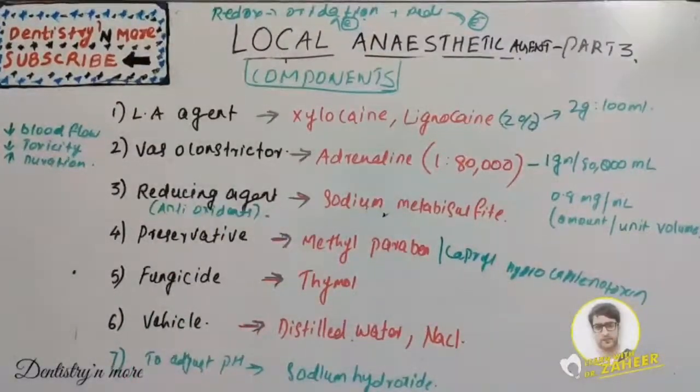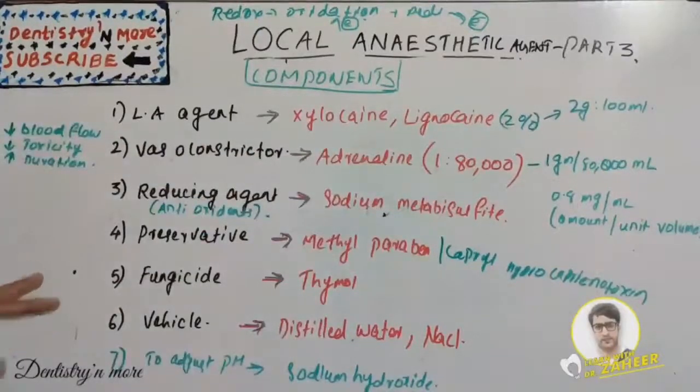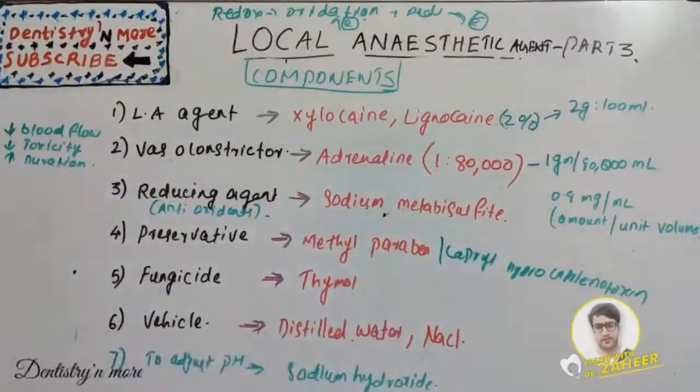So these are the components of local anesthetic agent. The basic component is xylocaine or lignocaine, 2%. Then we have vasoconstrictor, that is adrenaline, at 1:80,000, that is the dilution. It decreases the blood flow to the site, decreases the systemic toxicity and increases the duration of action. Then the reducing agent, which is the antioxidant, which competes for the oxygen and gets oxidized, which is sodium metabisulfite. Then we have preservative, methyl paraben and capryl hydroquinone. Then fungicide is thymol, and all this will be added in the vehicle, distilled water and sodium chloride. And we add sodium hydroxide to adjust pH and nitrogen bubbles to prevent the entrapment of oxygen.